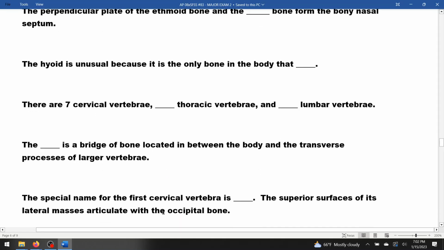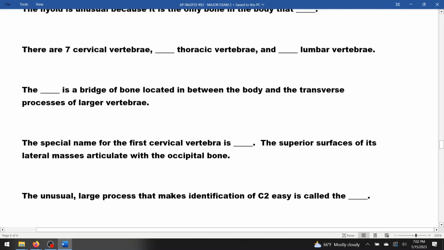The special name for the first cervical vertebra is blank. The superior surface of its lateral masses articulate with the occipital bone. So this top vertebra, C1, and I know you could say that's the special name for it, but the special name is the atlas bone. Atlas because it holds up the skull.